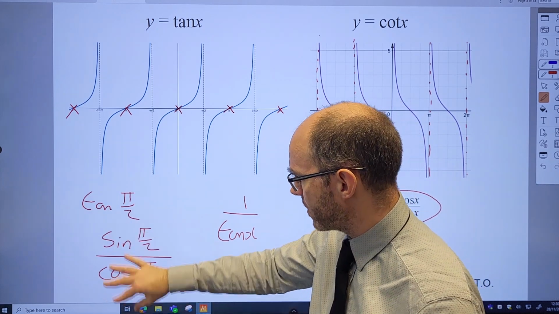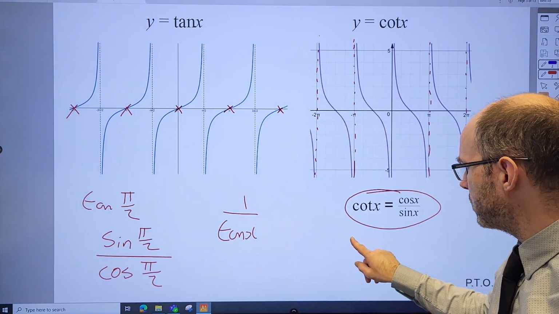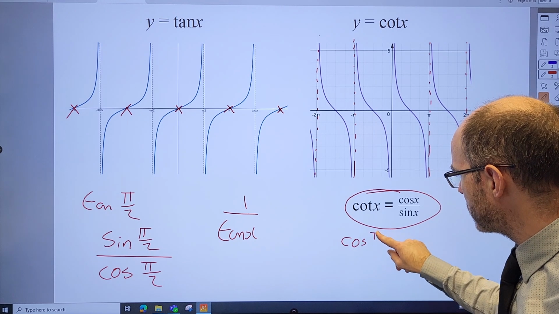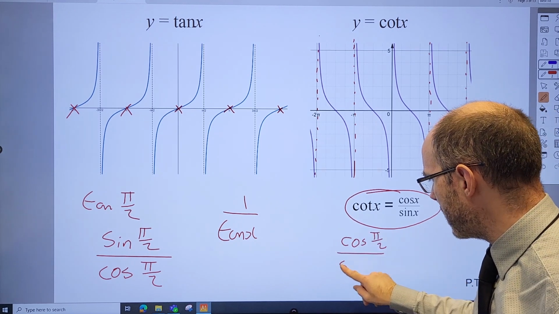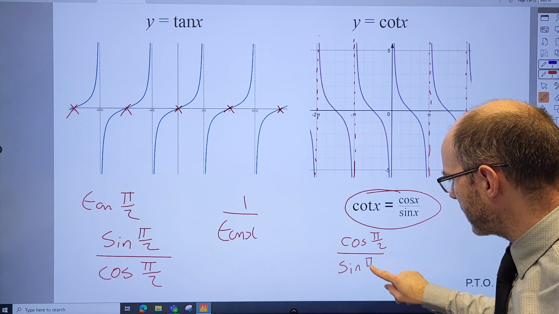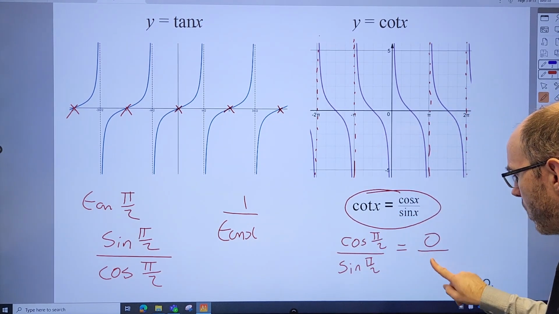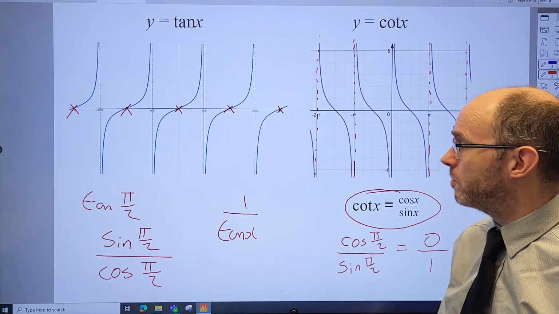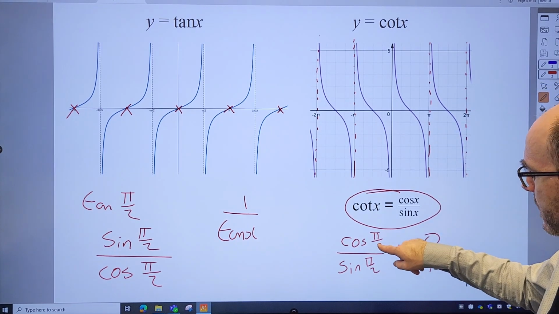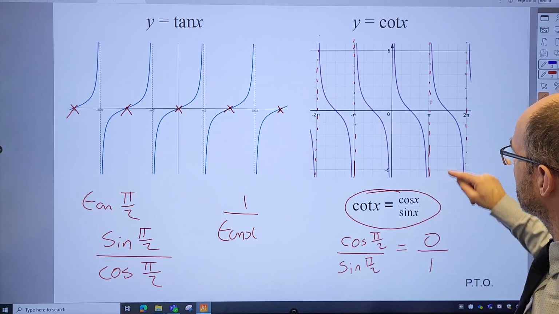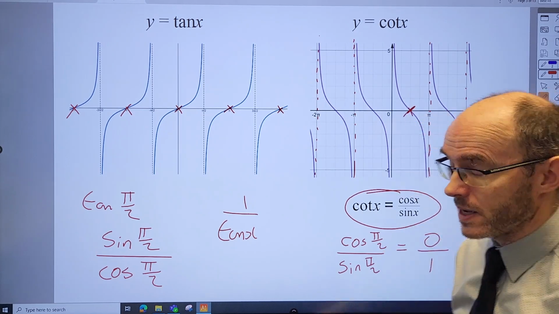But you take the reciprocal of that. If you do cosine pi over 2 over sine pi over 2, then what's happening is you're going to get 0: cosine pi over 2 is 0, over sine pi over 2, which is 1. 0 divided by 1, which is 0. So when you've got x equals pi over 2, the graph crosses the x-axis there.